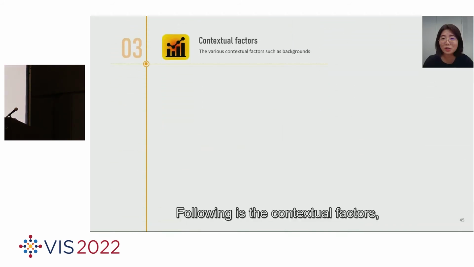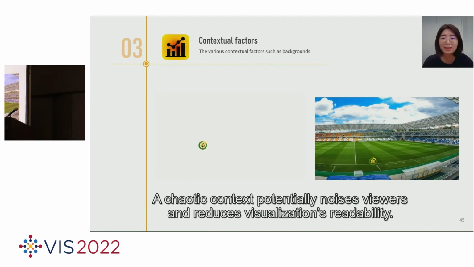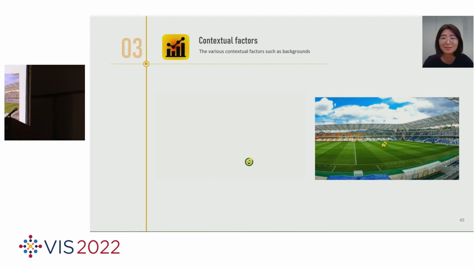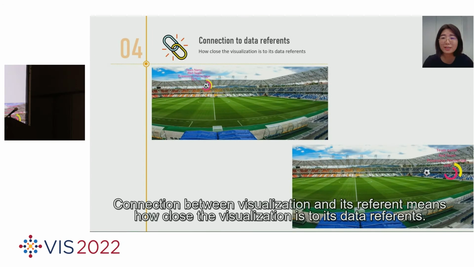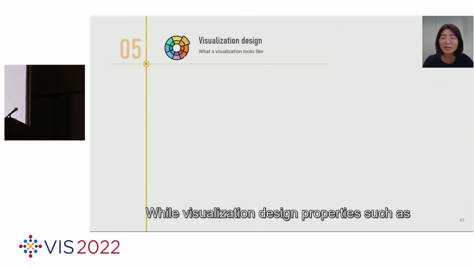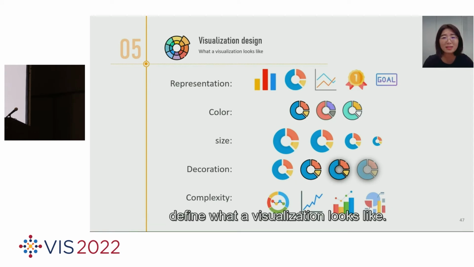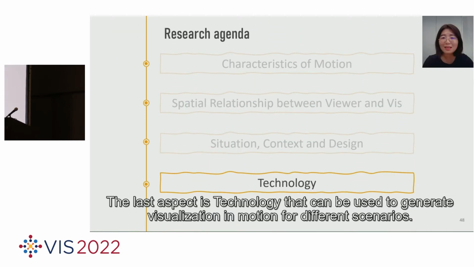Following are the contextual factors, such as a clean background versus a noisy background. A chaotic context potentially distracts viewers and reduces visualization's readability. Connection between visualization and its reference means how close the visualization is to its data reference. While visualization design properties such as representation, color, size, duration, and complexity define what a visualization looks like. The last aspect is technology that can be used to generate visualization in motion for different scenarios.